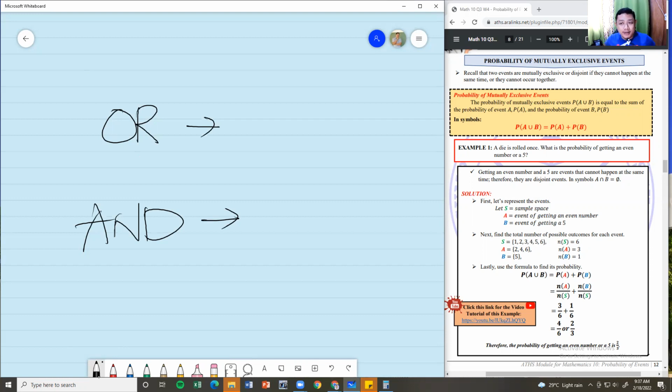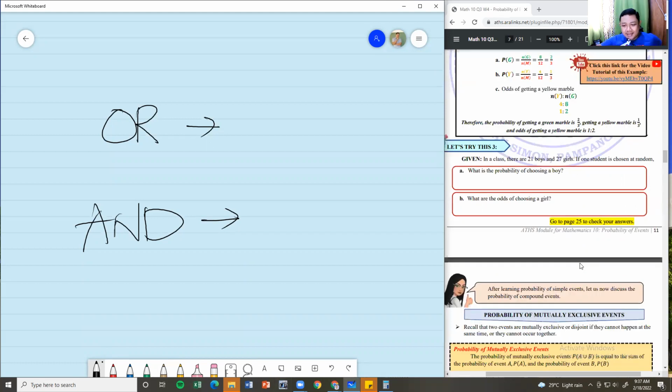When we say or, when we encounter the word or in the given, what operation are we referring to? Type your answer in the chat box, please. Sige nga. Kasi you'll just be choosing between or among the options. So of course, that's or. What operation will we use? Patingin nga. Okay. When you encounter the word or, we are talking about addition of probability.